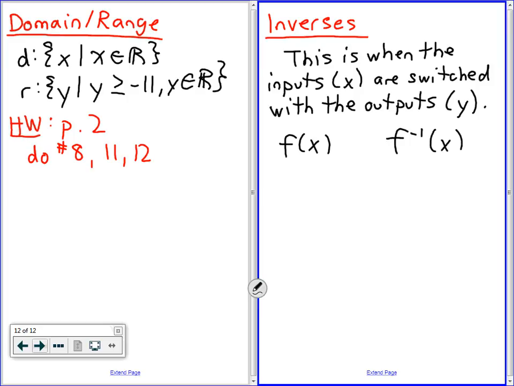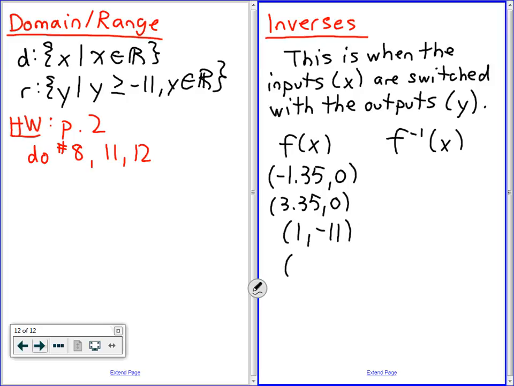My 4 key points were... somebody help if I get this wrong. Is that 1 and 11? 1 and negative 11, 0 and negative 9. Those are my 4 key points, right? Okay.